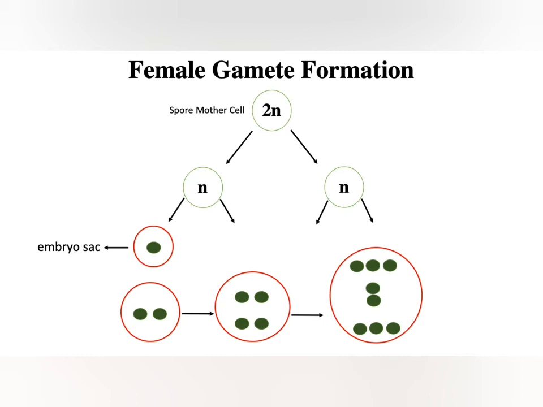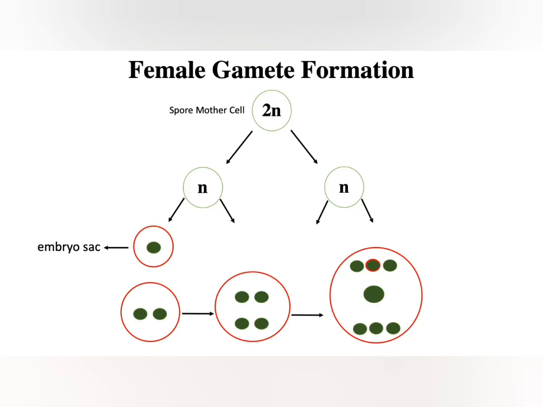So three of them move towards one end, while the other three of them will move towards the other end. But there are two nuclei which are present in the middle of the embryo sac. These are called polar nuclei. So these polar nuclei will then fuse together, and out of the haploid nuclei that are present at the ends, one of them, usually this one which is in the middle, will become a female gamete.